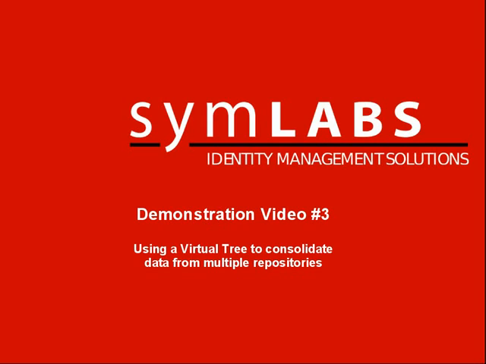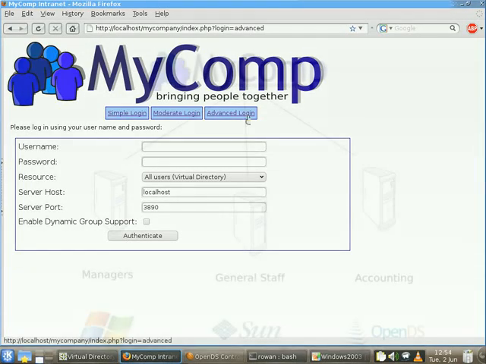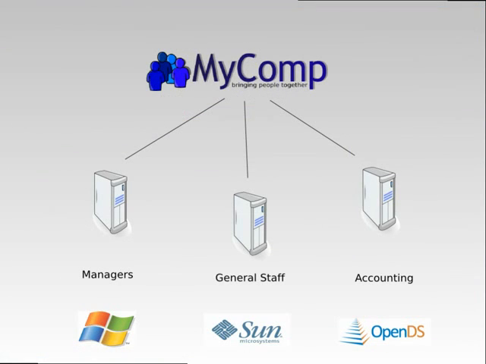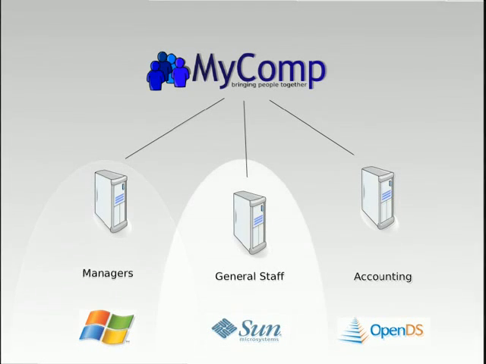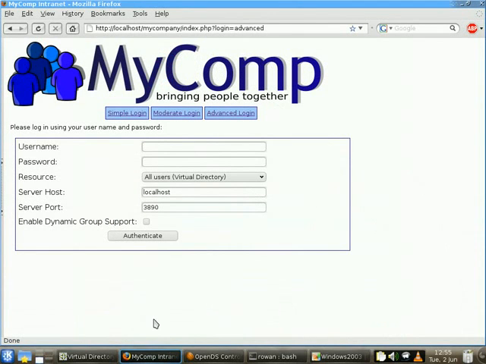For demonstration purposes, let's consider that we are working with an organization called My Company. The company has three primary directories: an Active Directory server which contains information about managers working within the organization, a Sun directory server which stores information about general staff, and finally an OpenDS directory which is used by the accounting department. The company is also in the process of developing an intranet site that will need access to the information stored within these directories for a variety of purposes, including authentication.